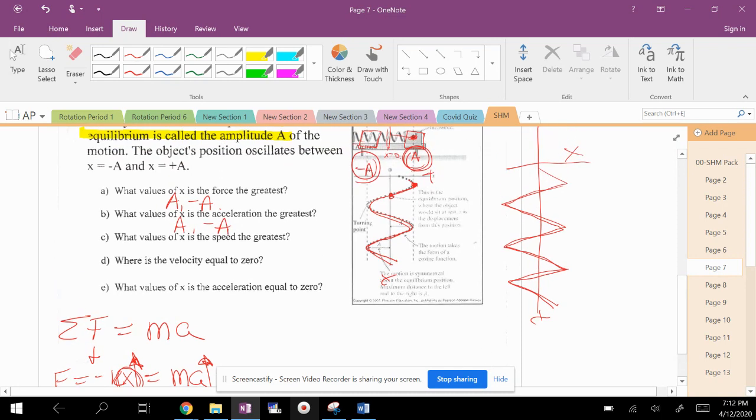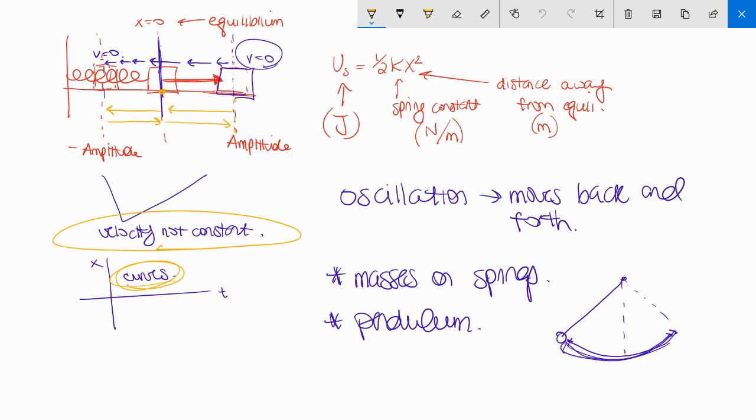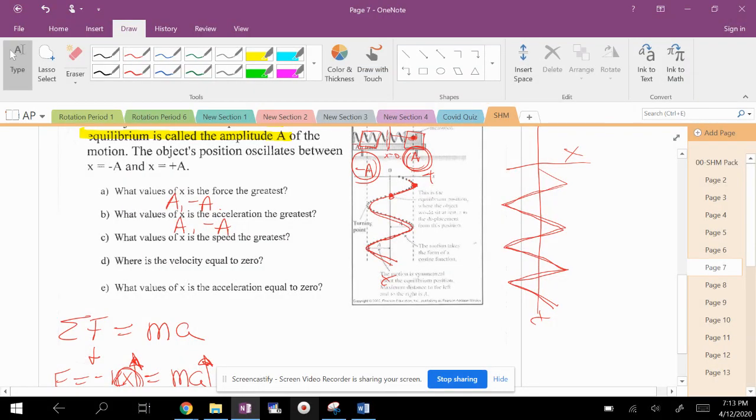Now, at what values of x is the speed the greatest? Well, we talked about that briefly here. At the endpoints, at the amplitude, velocity is equal to 0, so it's getting faster, faster, faster. Look at my dot chart. You can see that at equilibrium, it's going to go the absolute fastest. Then it's going to start decreasing speed as it gets closer to my negative A, and then it's going to repeat that entire cycle over and over again. So at what values of x is this the greatest? Well, x equals 0. Equilibrium.